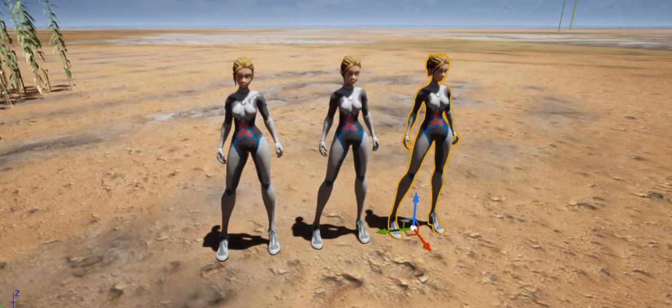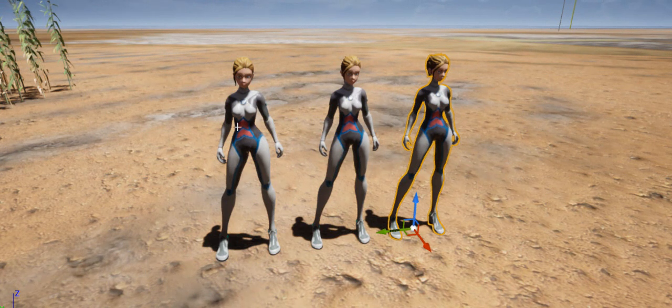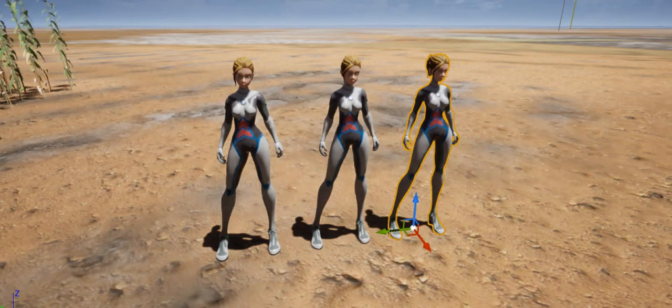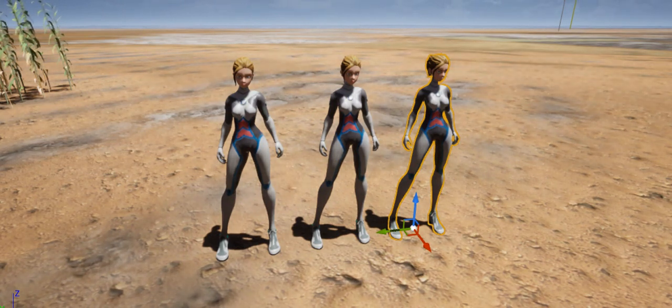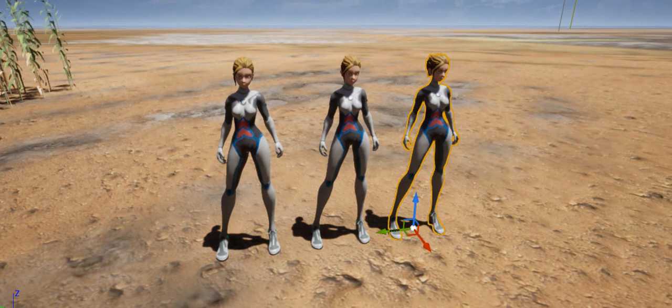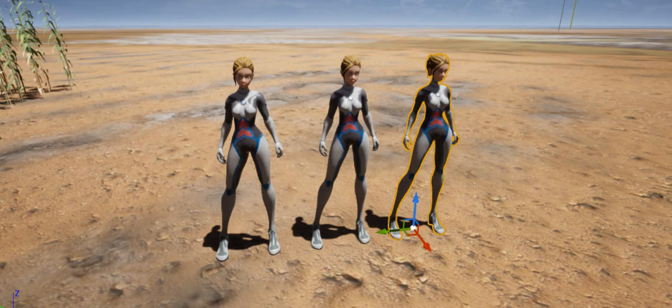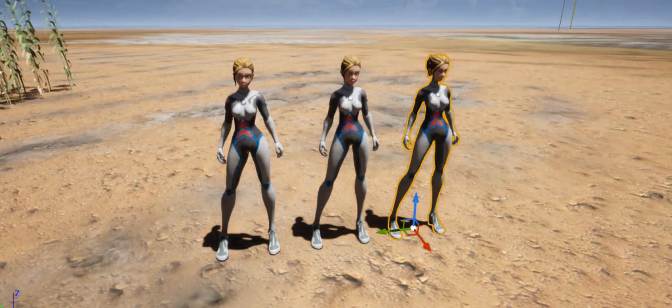All right, we're going to take a look at texture sizes in Unreal for characters. So the character on the left is using a texture size of 2048 by 2048. So that's 2K, not 4K, 2K. And the one in the middle is using 1024 by 1024, so it'd be like 1K. And then the character on the right is using a 512 by 512 texture.